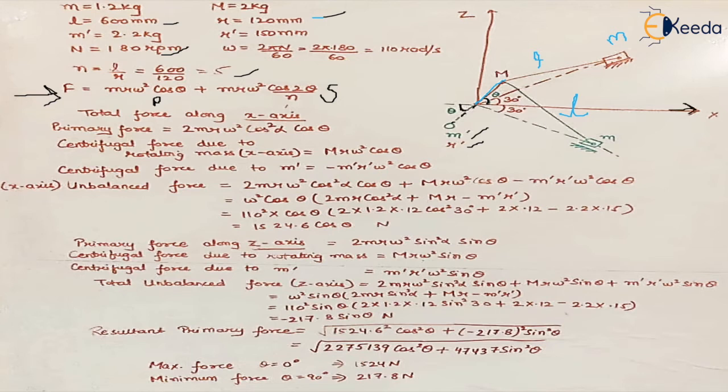So the primary force along the x-axis because of both the connecting rods is 2 m r omega square cos square alpha cos theta. Now this we have already derived, right? And how did we derive it? We said that the primary force is m r omega square cos theta. Theta is the angle which the crank makes with the line of stroke.